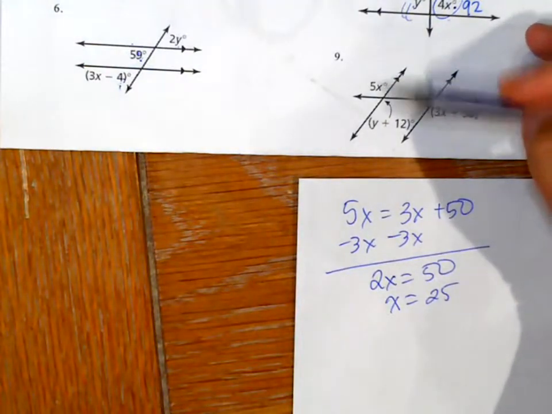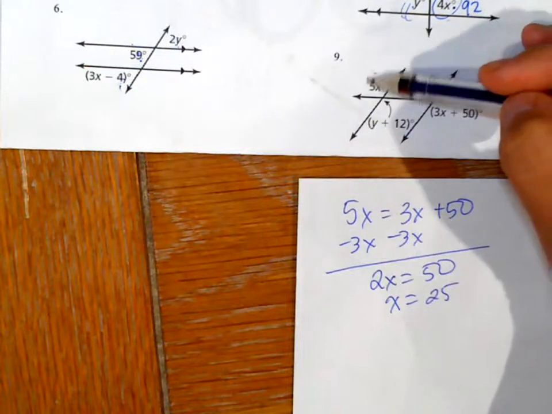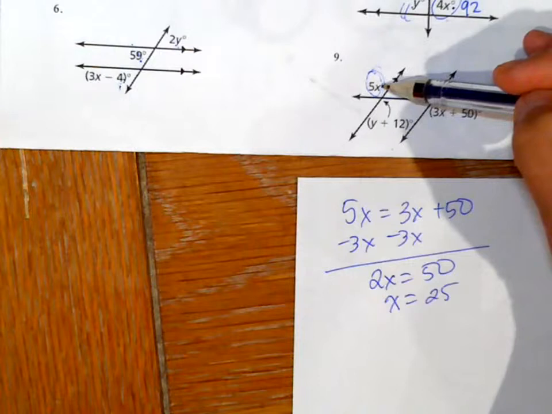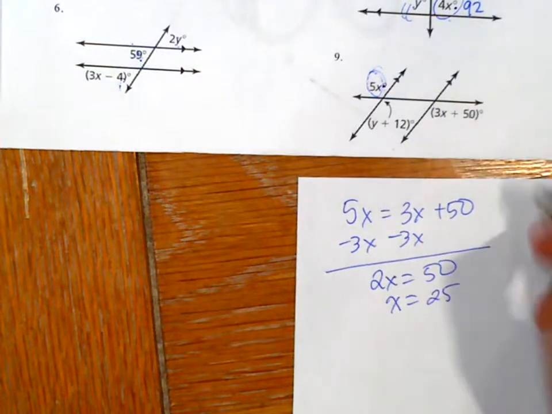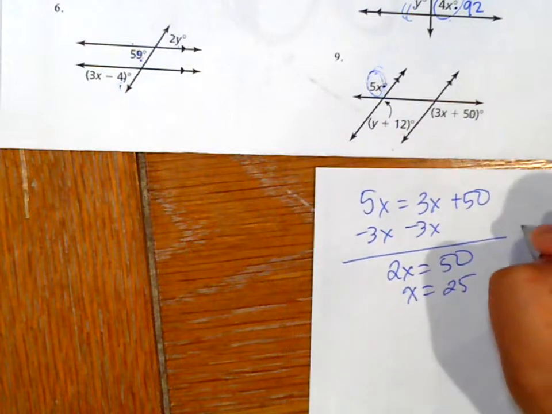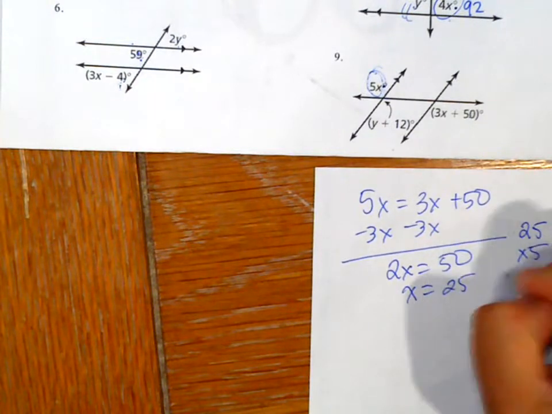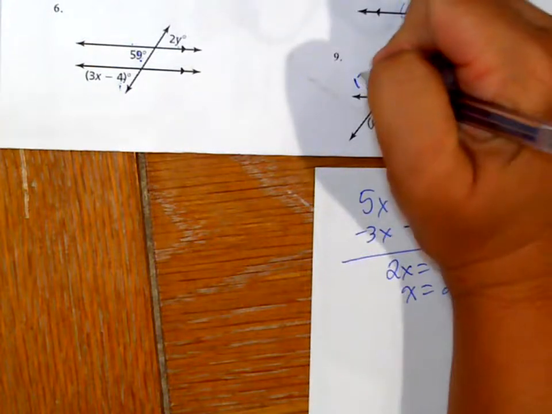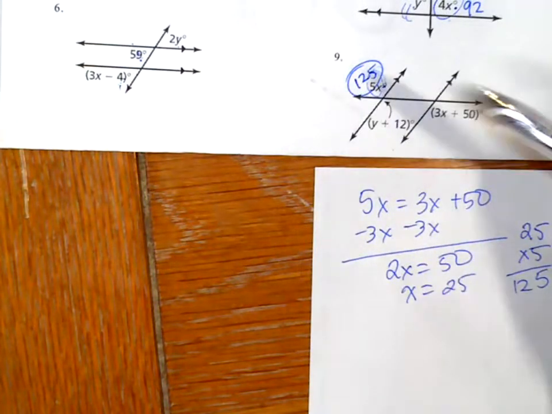This one right here, vertical angles. I know vertical angles are equal, and I can find the value of that one by plugging it back in. I think that's the easiest way to do that. So I'm going to go 25 times 5, which is going to give me 125. So this value right here is 125.